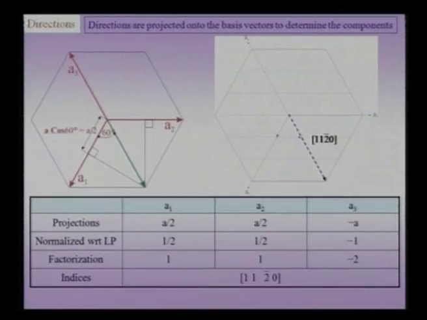Like here, the H K I, I is minus H plus K, so it is minus 1 plus 1, which is minus 2. So I do not have to actually determine this index, which is a redundant index. So I find the projections along these 2 directions, A by 2 and minus A. I normalize with respect to the lattice parameters, take out the common factors, and finally write down the indices without any commas and putting the negatives as bars. So this is how I determine the Miller-Bravais indices for directions.